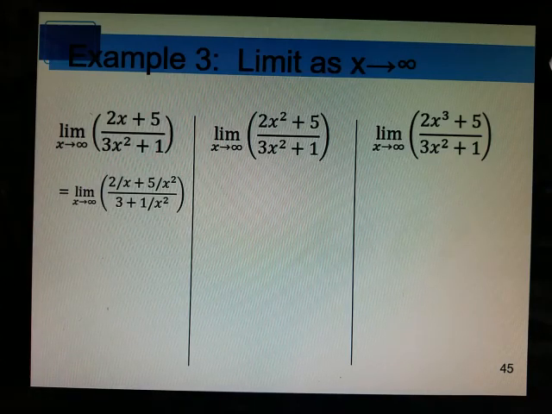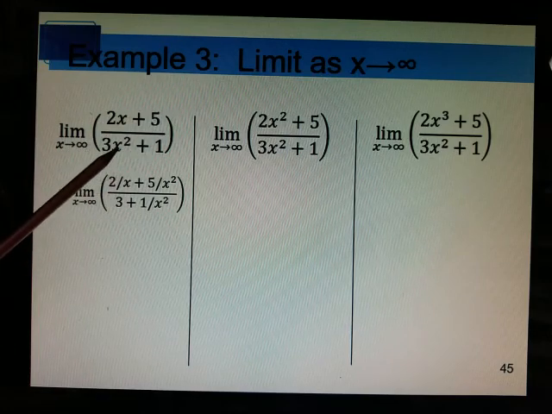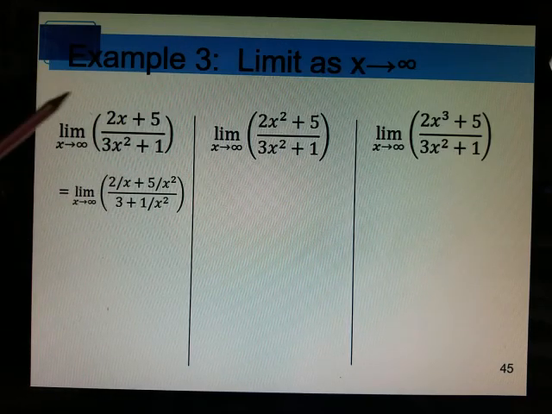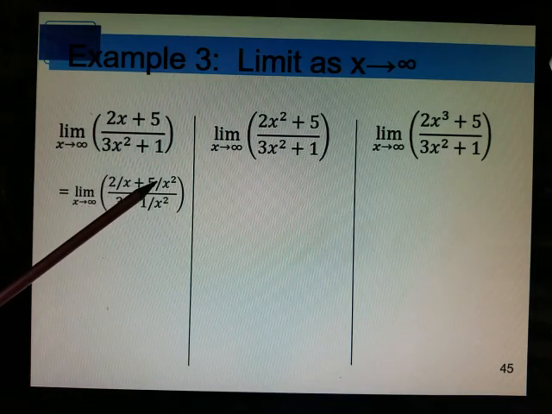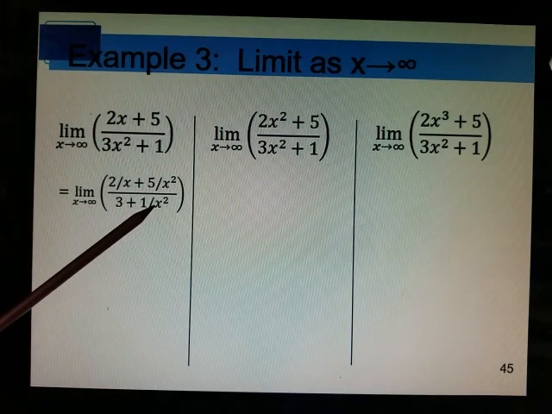The real way we're supposed to do it is we're supposed to divide every single one of these terms by x squared, the largest degree. So that becomes 2 over x, 5 over x squared, a 3, and a 1 over x squared.